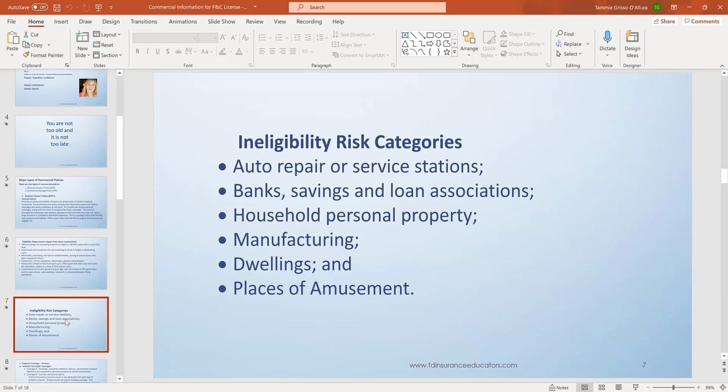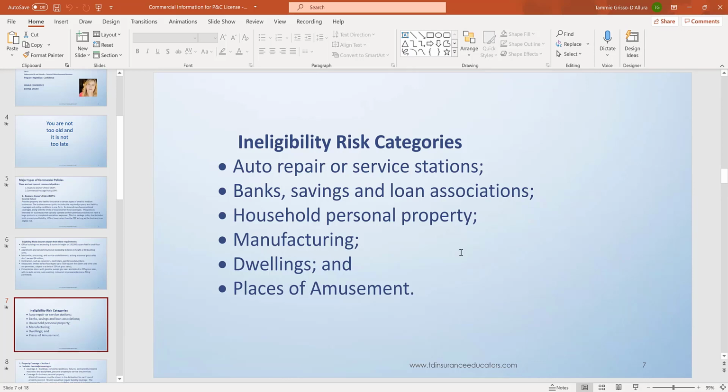No matter what, no matter if it is under 6 stories, no matter if it is under 60 units, there are some risks that just cannot go on a BOP, and they will either have to go on a CPP or a different policy. When it comes to auto repair or service stations, those will not go on a BOP.